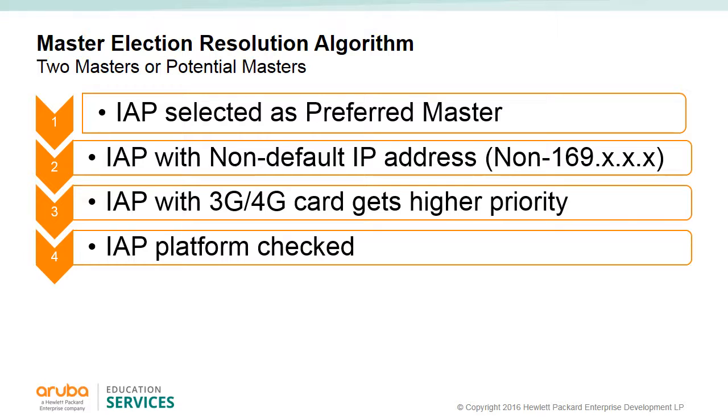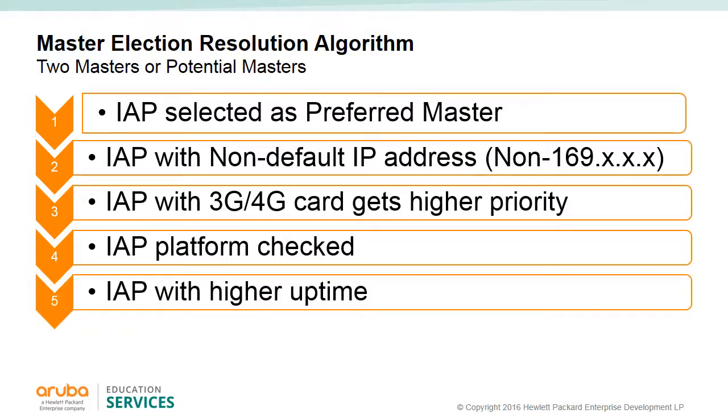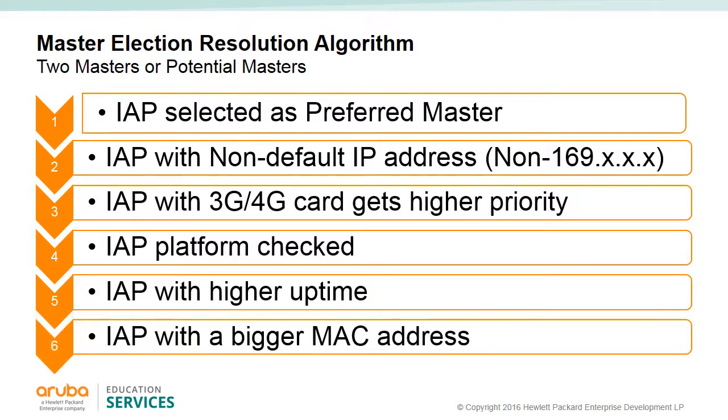When all of the platforms are the same, then the next parameter is the IP with the highest uptime. If all the IPs were booted at the same time, then the IP with the bigger MAC address is given priority.